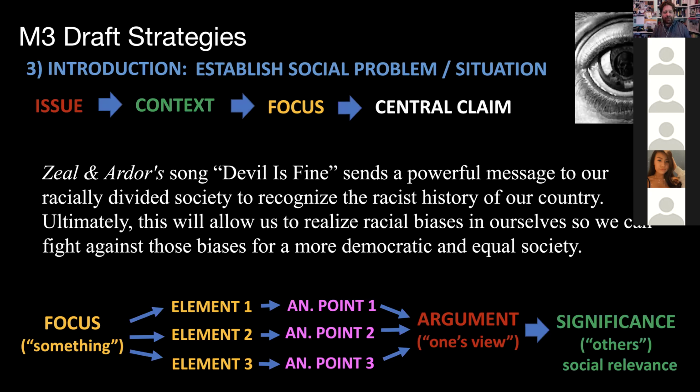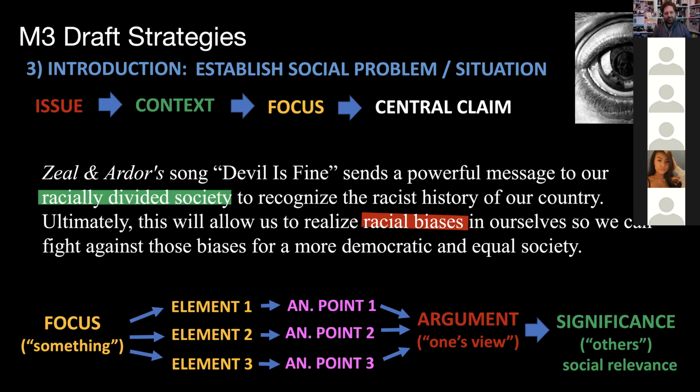So we know all that, but in some cases we don't want to just introduce the focus and then connect to a central claim. We need to set up the issue of racism in our society. We need to set up the context of our society in terms of what's going on with racism. So if I look at the actual central claim, my issue is clear. It's racism, racial bias, okay?